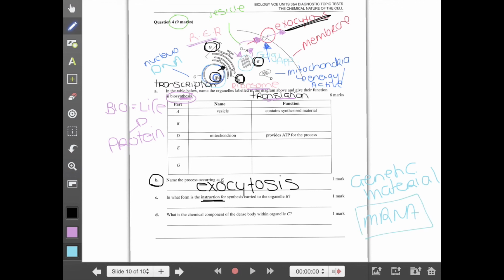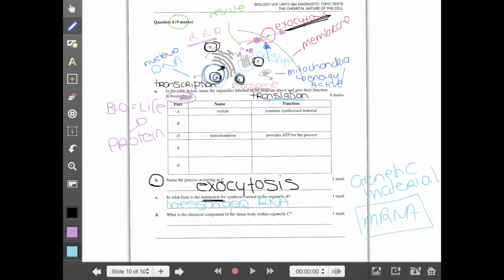So let's read the question again. In what form is the instruction for synthesis carried out to organelle B? Organelle B is the ribosome. And remember, when it goes through translation, it goes from mRNA to protein. So the instruction is in the form of mRNA. Again, try and write messenger RNA, just to ensure the examiner is correct in thinking that you know what you're talking about.